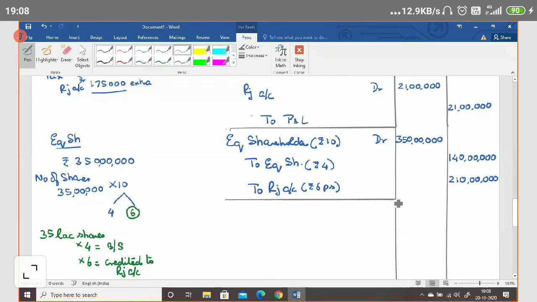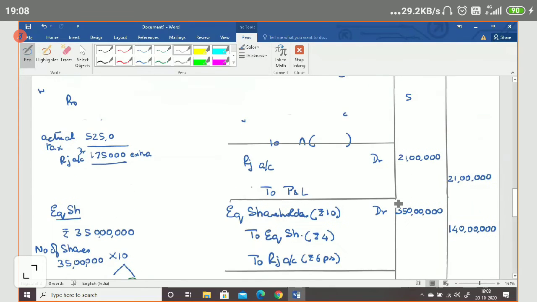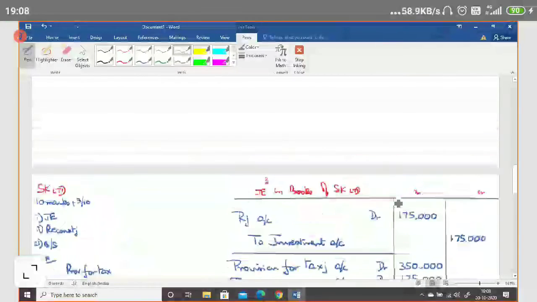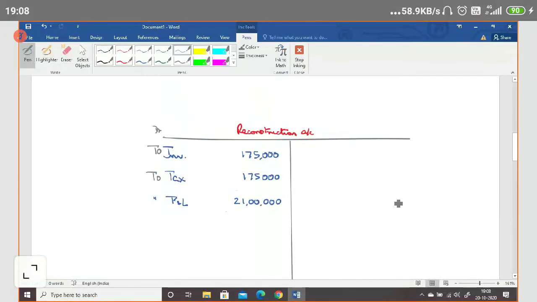And it is very important to post it right away. So now it is a gain for us. Reconstruction account is credited with 210 lakhs. Correct? So go to reconstruction account, 210 lakhs. It's a gain. Finally, we are getting some credit because of the sacrifice of the equity shareholders, 210 lakhs.